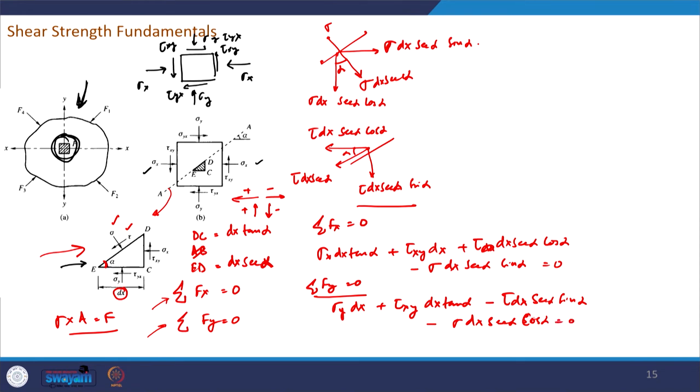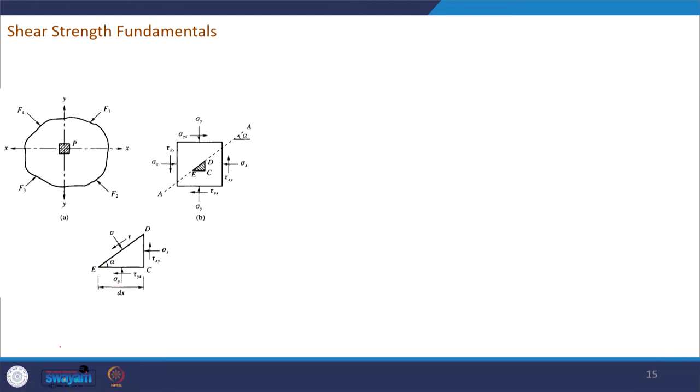So if you solve this equation, I am not spending much time in solving. So you have these equations now. Just try to solve it to find the value of sigma and tau. What you will get finally is that sigma is equal to (sigma y plus sigma x) by 2 plus (sigma y minus sigma x) by 2 cos 2 alpha plus tau xy sin 2 alpha, and tau is equal to (sigma y minus sigma x) by 2 sin 2 alpha minus tau xy cos 2 alpha. Okay. So this can be easily derived from the expressions we have discussed.